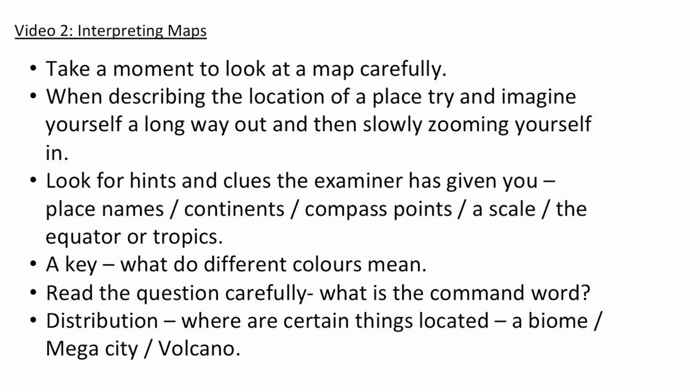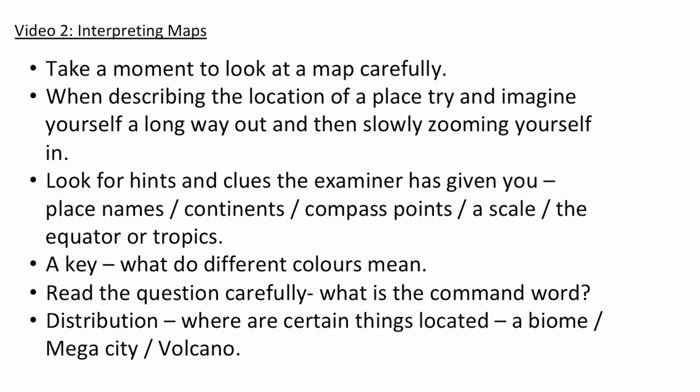When describing the location of a place, try to imagine yourself a long way out of the map and then slowly zooming yourself in, a bit like the little character on Google Earth. For example, you might be given a world map and then maybe a country map showing a close-up of a specific location. Start by looking at the world map. Identify maybe which continent we're looking at. Is it South America, Europe, wherever?